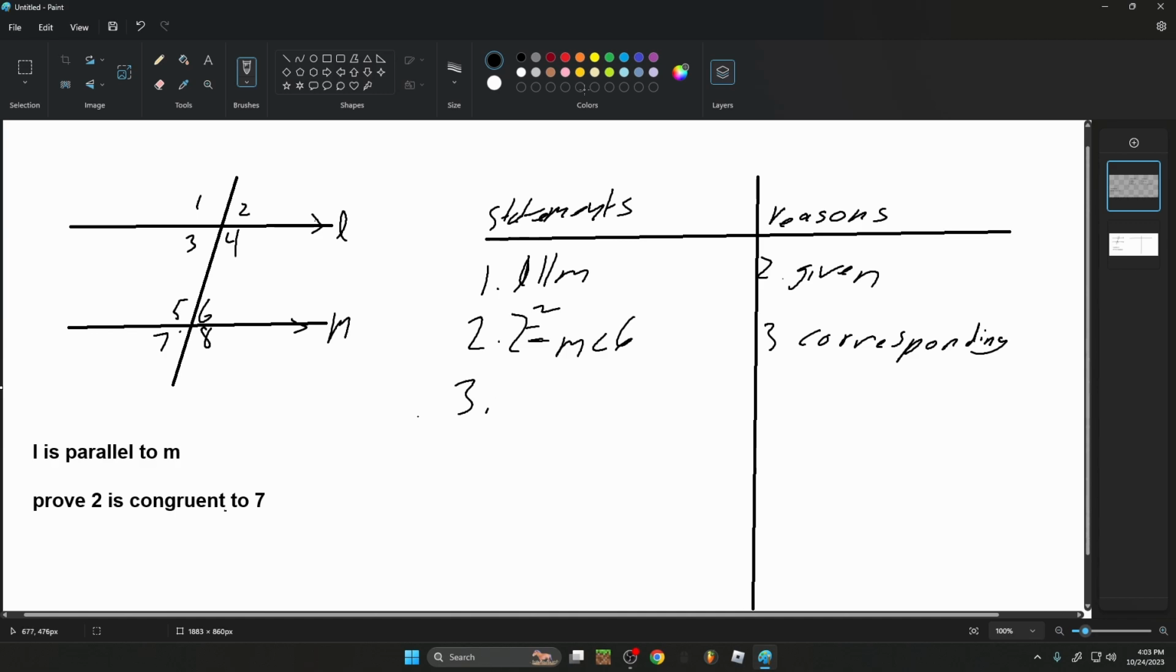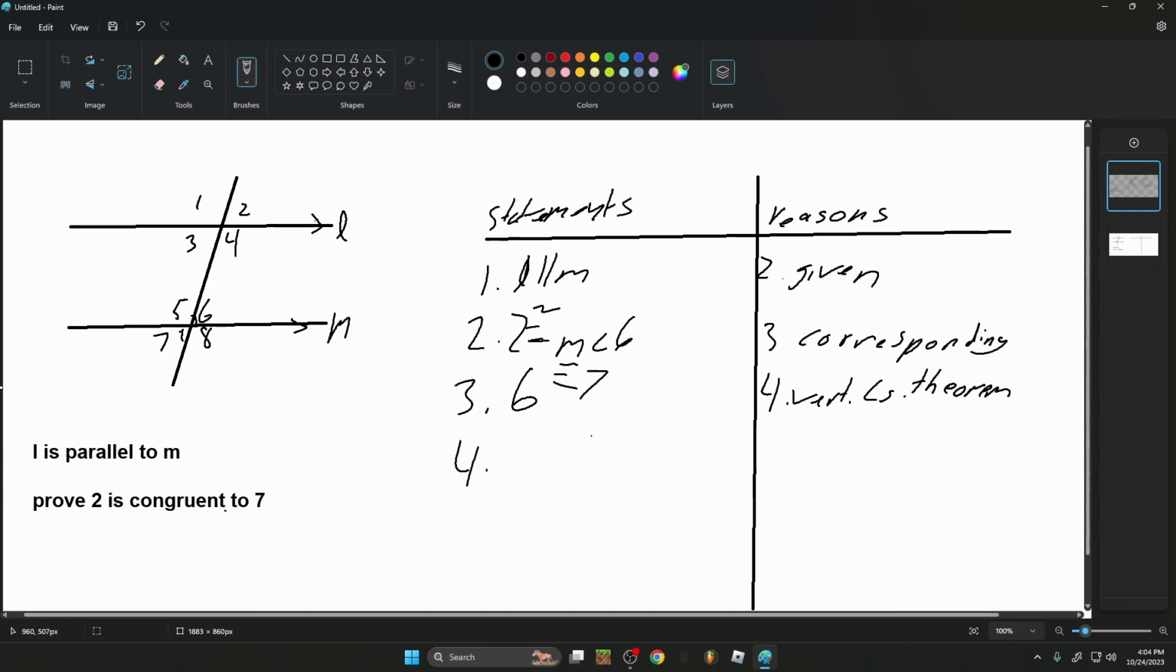For our third statement, we already know that 2 is congruent to 6. If you saw the last two videos, vertical angles theorem applies to 6 and 7. So 6 is congruent to 7, right? We already know that because of our vertical angles theorem.